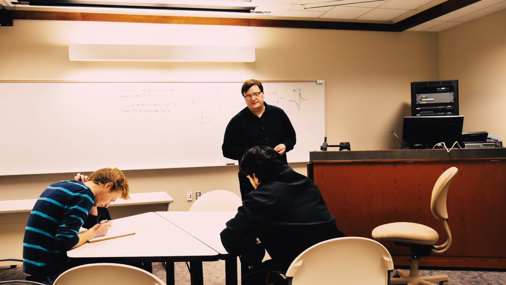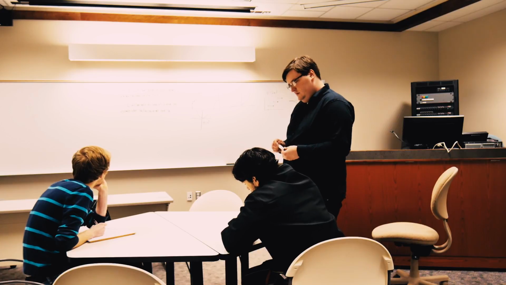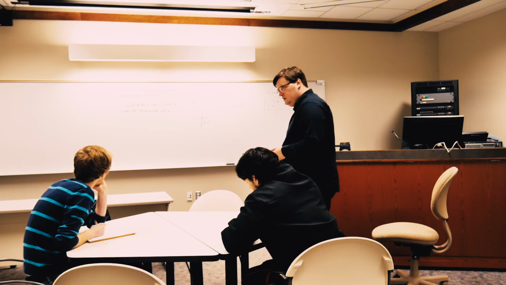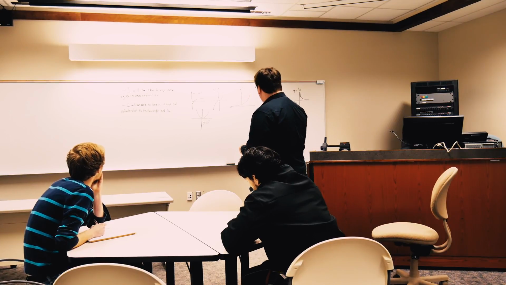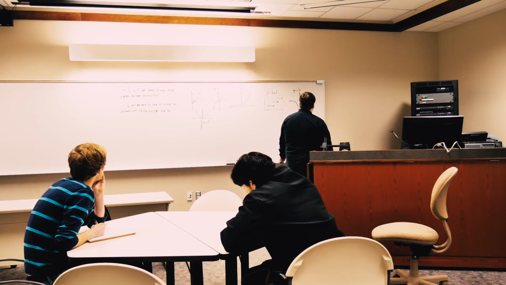Which one are you doing, John? Y equals x to the third. Nice. That's a tough one. Connor, which one are you doing? Y equals x squared. Perfect. So those ones are pretty basic ones. You should be able to knock this out of the park.